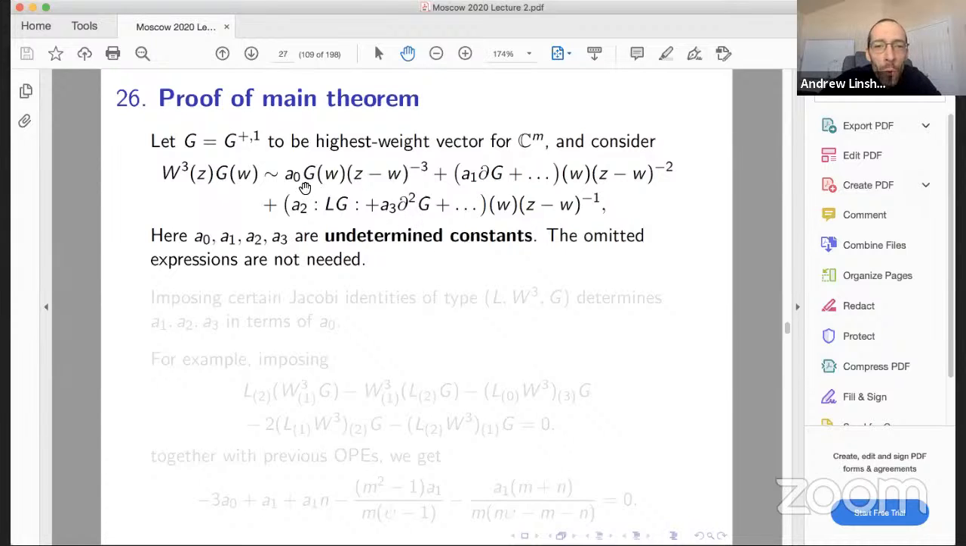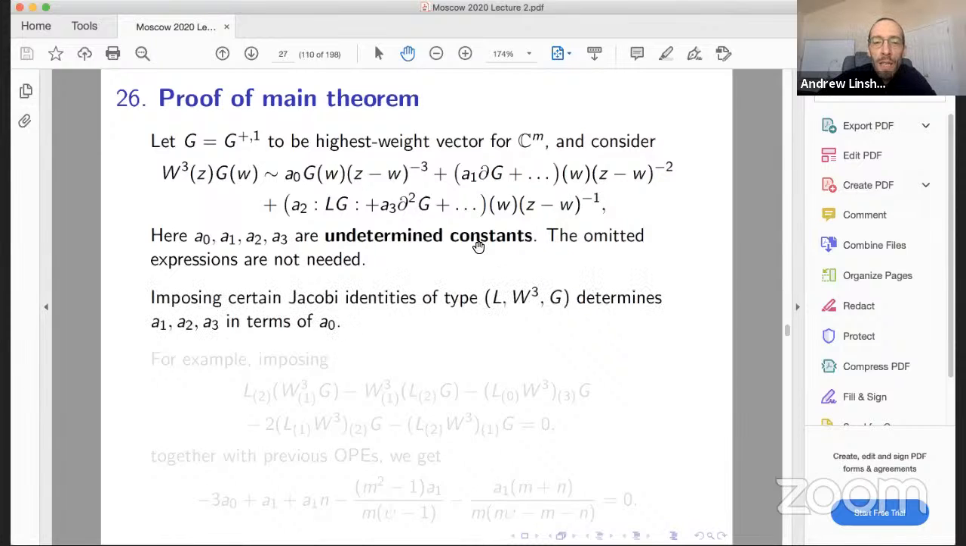So these 4 undetermined constants, A0, A1, A2, and A3, I leave these as constants. Everything else I forget about. And it turns out that one can determine these constants in a way which is uniform for all n and m by imposing some Jacobi identities. And so I'm not going to write all of these down, but I'll just write down 1 or 2 of them. So I impose some Jacobi identities of type L, W3, G.